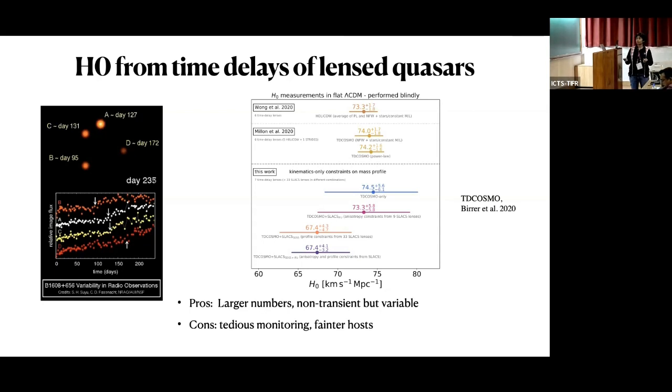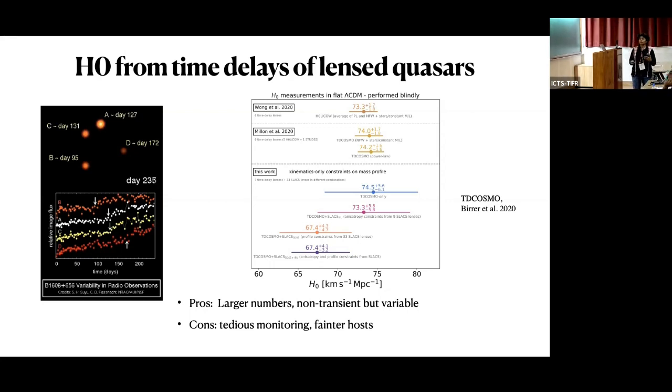More recently, the TDCOSMO collaboration revised their models and took into account various systematic uncertainties. There are various known degeneracies in the lensing analysis, so they have taken those into account, and based on the revised models, the error bars on these H0 measurements have relaxed, and the more recent measurements are much more consistent with the existing probes.